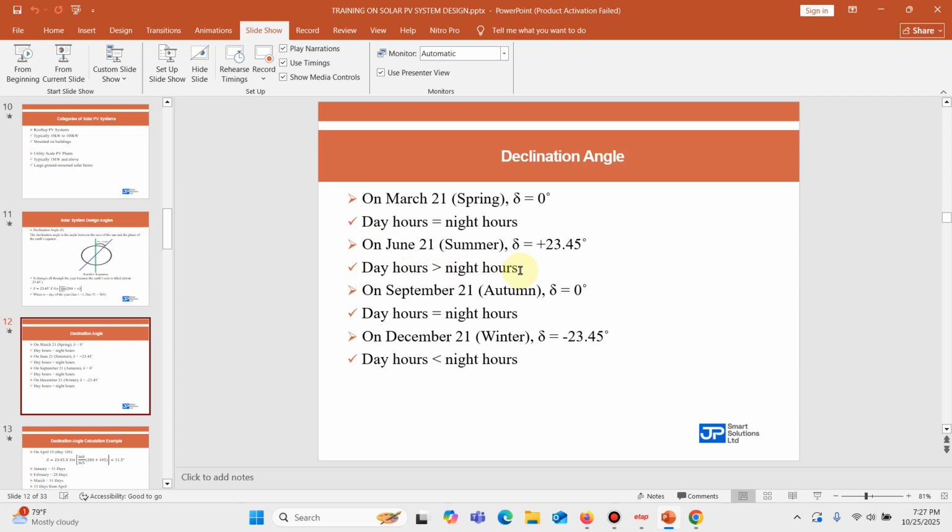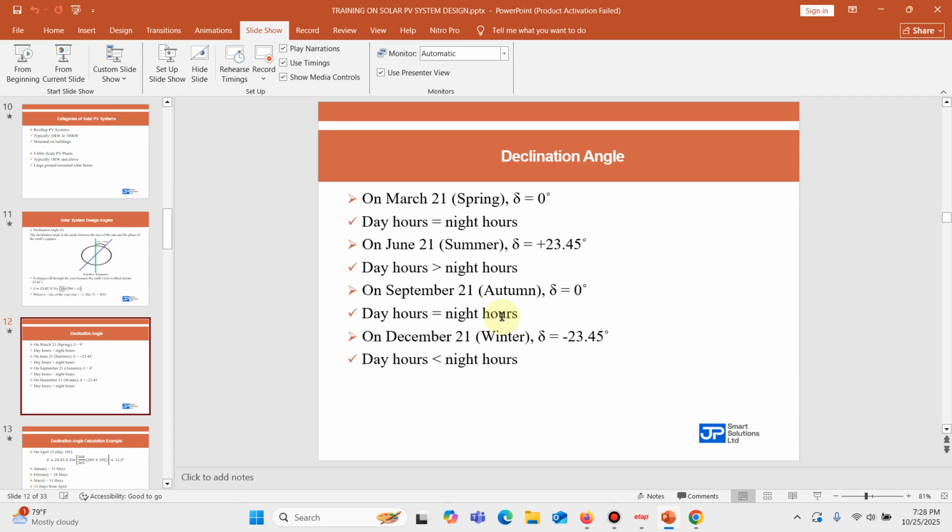This explains why we can have longer days and shorter nights, or longer nights and shorter days. Now, during autumn, on September 21st, the declination angle goes back to 0 degrees. And the day hours are equivalent to the night hours, of course, because it is 0 degrees.